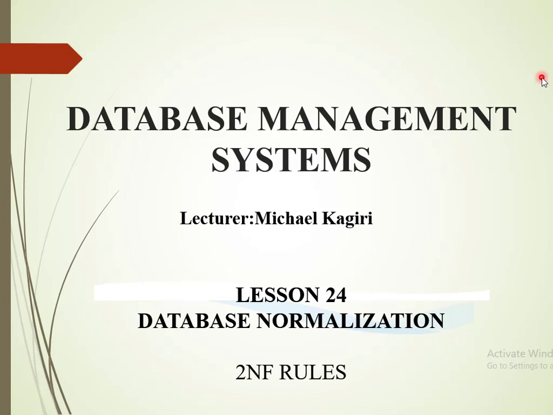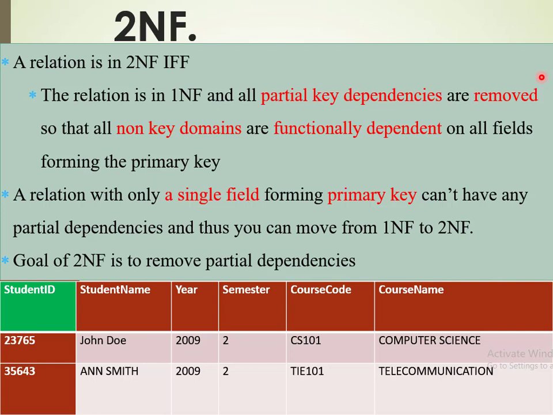Today we are going to be looking at 2NF rules. A table can only be termed to be in the 2NF if and only if it fulfills the following. First of all, the table must have come from the 1NF. And in addition to the table having come from 1NF, there should be no partial key dependencies.